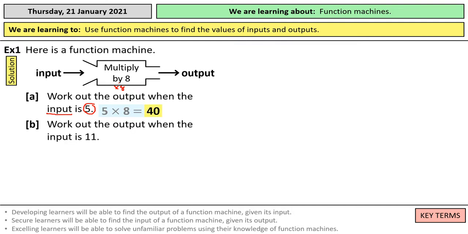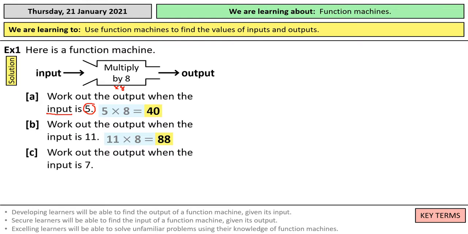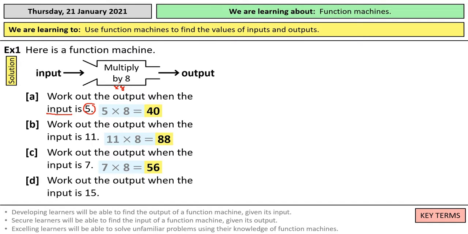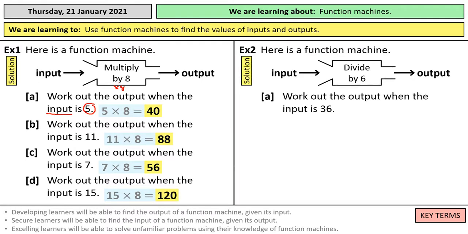If we're inputting 11, we do the operation, multiply it by 8, giving us an output of 88. If we're inputting 7, we're doing the operation of times 8, giving us our final output value of 56. If we're inputting 15, multiplying it by 8, which is our operation, we then get 120. Let's have a look at the second example. We have an input. Our operation is divide by 6 to get our output.